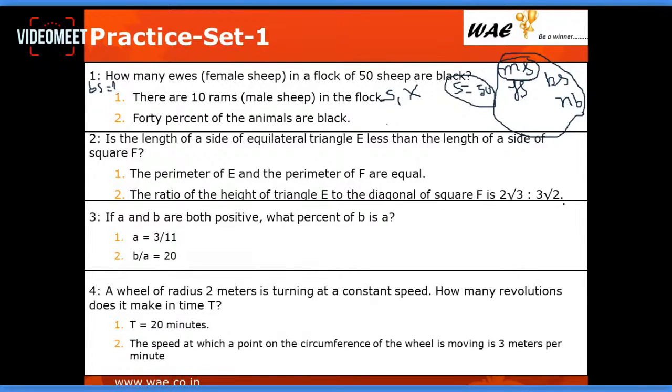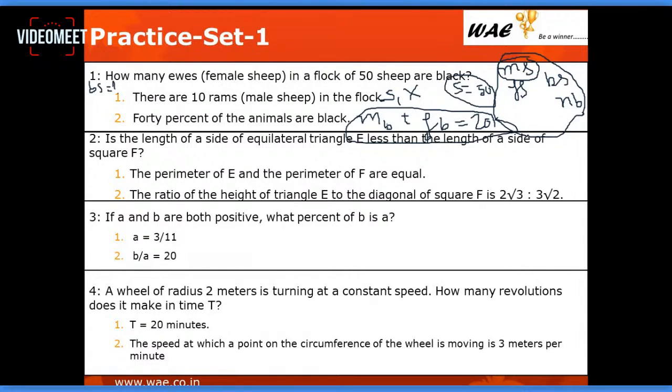Let us now forget S1 and talk about S2. The question is we want BS. Now what it is saying is that 40% of the animals, that means 20, are black. That means 40% of the animals are black. So male black plus female black equals 20. 40% is this. Now this is what I have been given.